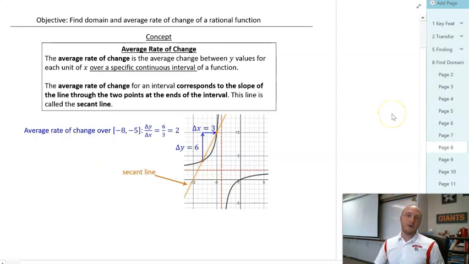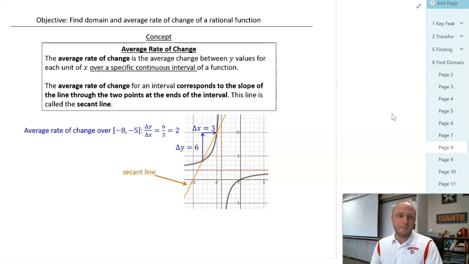All right, now we're going to go ahead and talk about average rate of change, which is something that you have done from Math 1 to Math 2. We're going to talk about Math 3, and guess what? You'll talk about it next year in calculus. So the average rate of change is the average change between y values for each unit of x over a specific continuous interval of a function, and that's very important. It has to be a continuous interval.